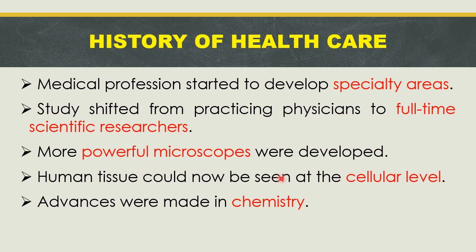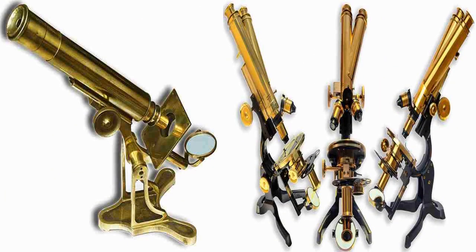So more powerful microscopes were also developed during this time. Human tissue could now be seen at the cellular level. So of course, it's because of the powerful microscopes that we already have now in the 19th century. So there were also advances in chemistry during this time. So these are some of the powerful microscopes during the 19th century. So of course we have now more powerful microscopes.